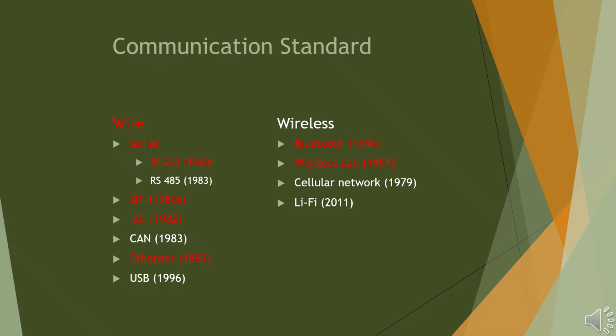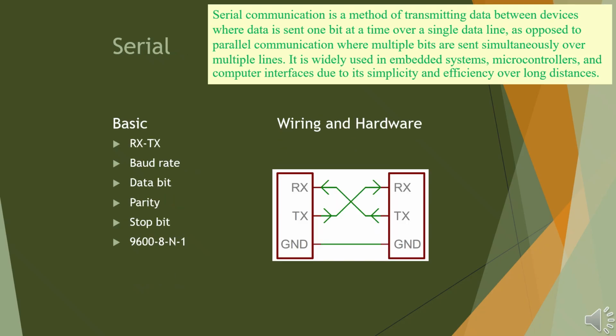By understanding when and why each of these standards was developed, and their advantages and limitations, you can make informed decisions when selecting the most appropriate communication protocol for your application, whether it's a small embedded system or a large industrial network. Serial communication is one of the most fundamental and widely used methods for data exchange between electronic devices.